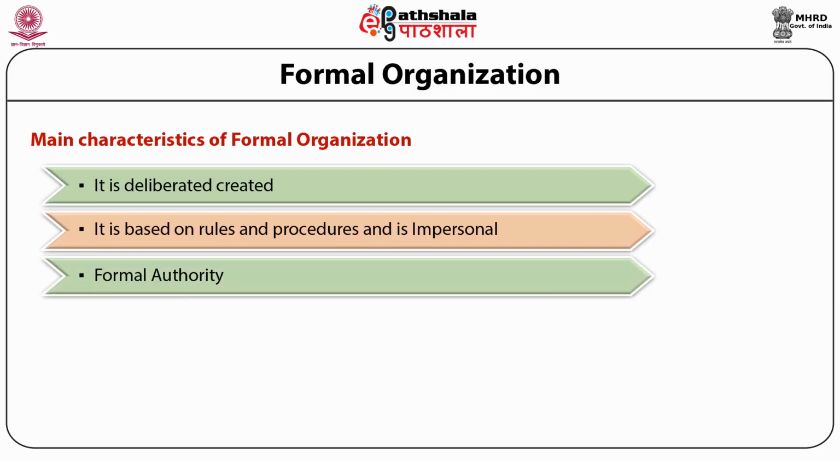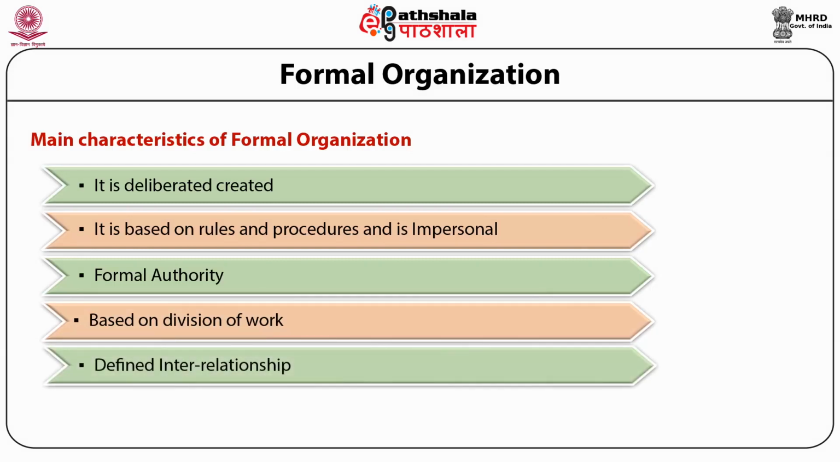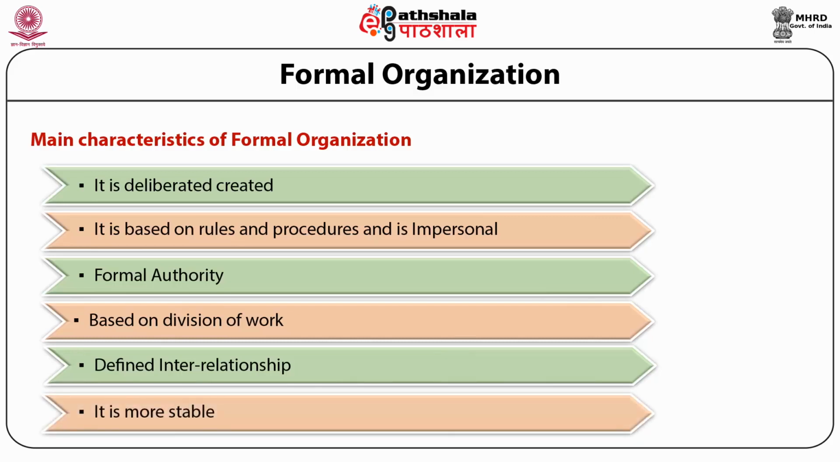Formal authority. In formal organization, authority is vested in the office or post for the performance of the responsibility assigned and flows downwards. It can also be delegated. Based on division of work. The main foundation of formal organization is the division of work. Defined interrelationships. A formal organization is a system that clearly explains the interrelationship among various job positions. Thus, everybody knows his relationship with other organizational positions and also his authority and responsibility. It is more stable. Under this organization, changes are not introduced as per desires, but as per major changes in the external environment, though it is flexible but stable as well.